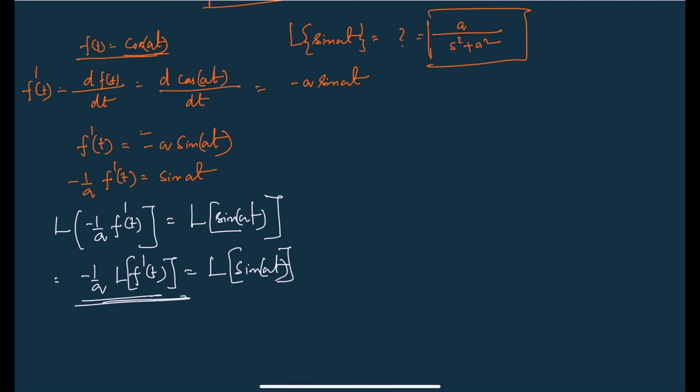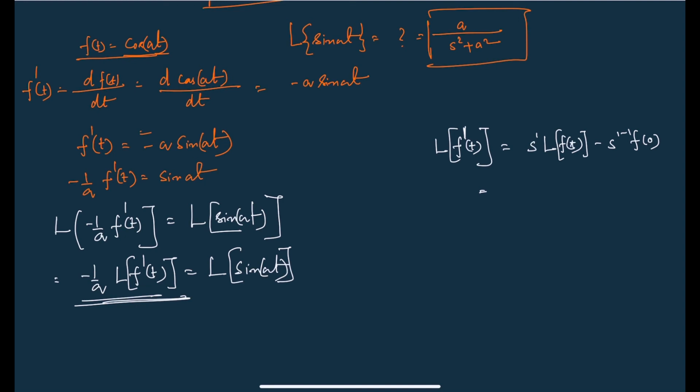What is the derivative formula? We have studied that if the first order derivative is given, then the Laplace transformation of f prime of t is s to the power 1 into the Laplace transformation of f of t, minus s to the power 1 minus 1 into f of 0. Okay, we can find what this is. What is f of t? f of t is nothing but cos a t.